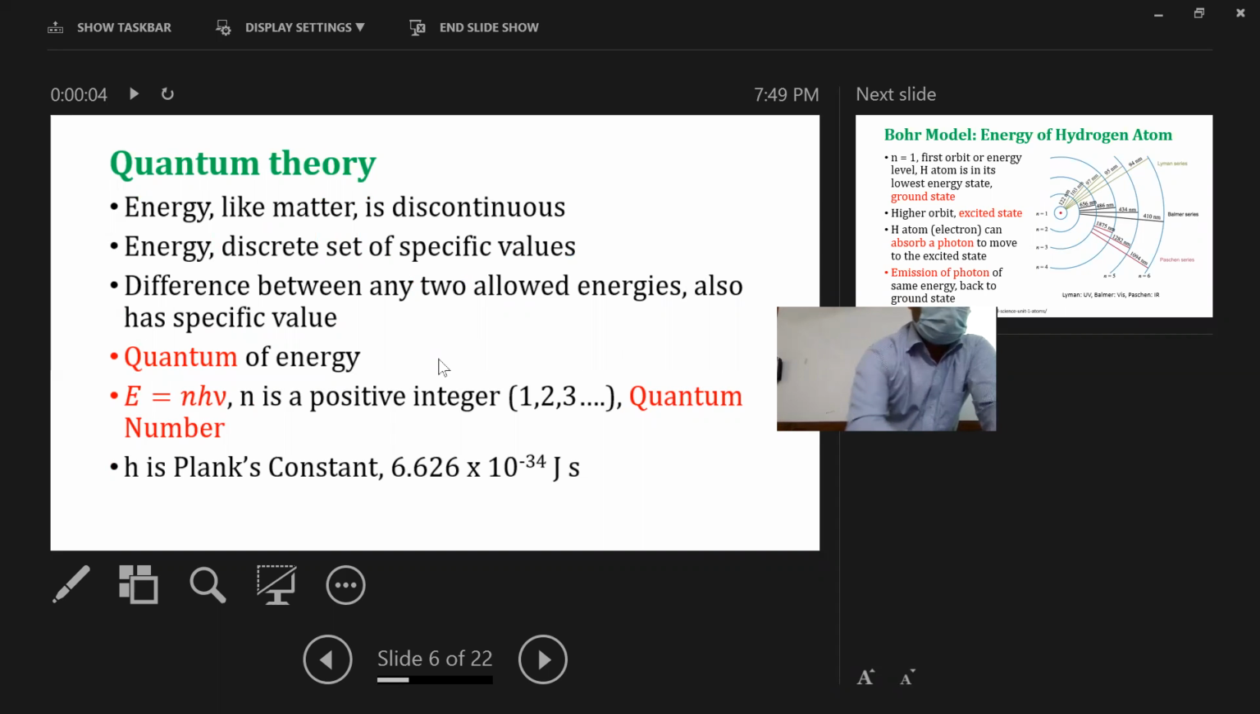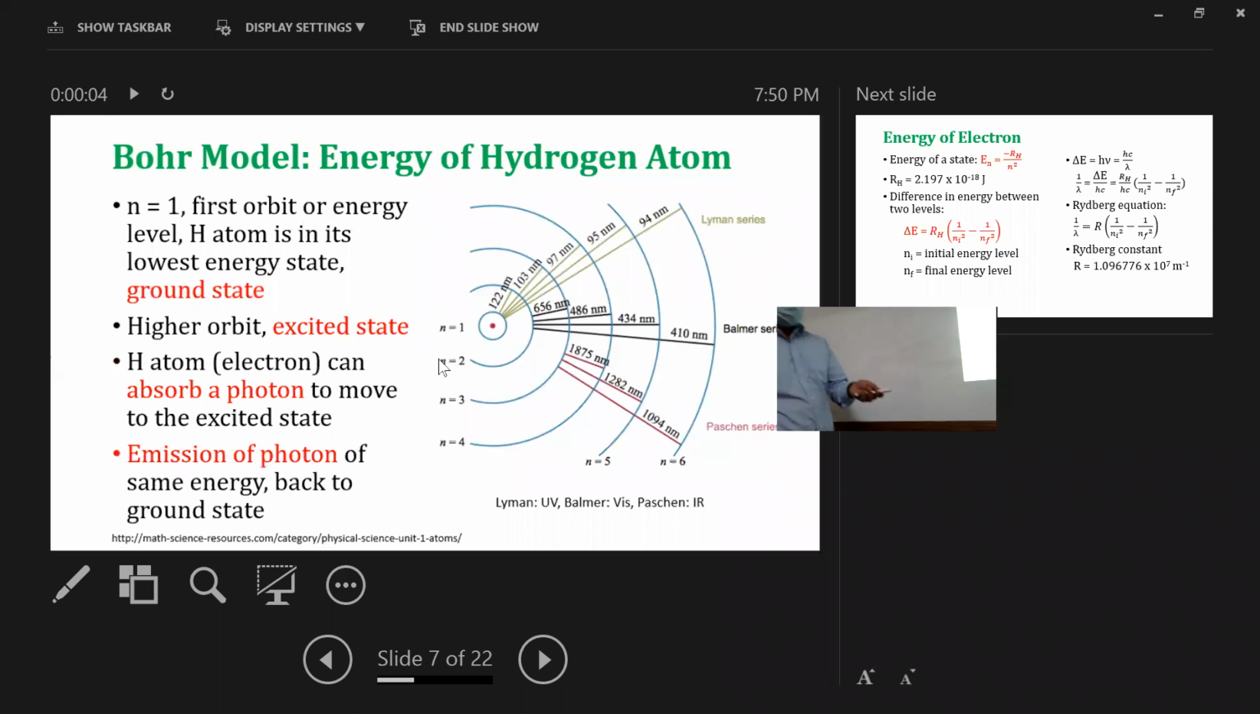Quantum theory. Okay. Energy, like matter, is discontinuous. Discontinuous, that means, maybe better I go to the next slide so that we can make the idea a little bit clearer. Okay. Here, this is an atom. We are considering the hydrogen atom.